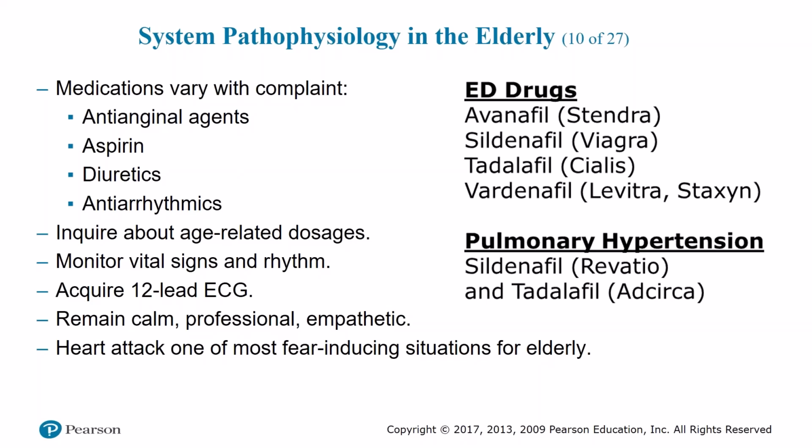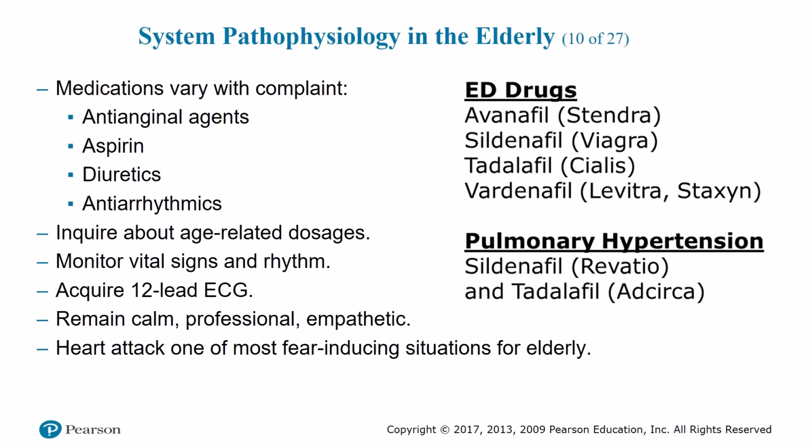So getting a good history and a good pharmacological look is very important, because are these individuals that have previous cardiovascular issues taking anti-anginal agents? Are they taking nitro? Are they taking aspirin already? Have they taken diuretics, or are they taking diuretics? Are they on any anti-arrhythmics or antidysrhythmics? Oh, they are. Have they taken them today?